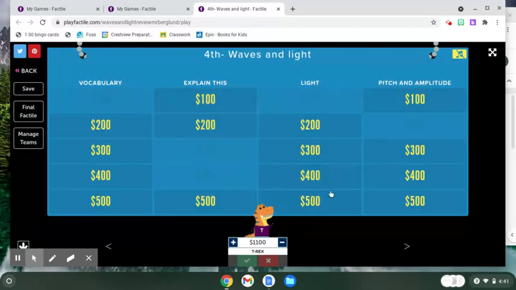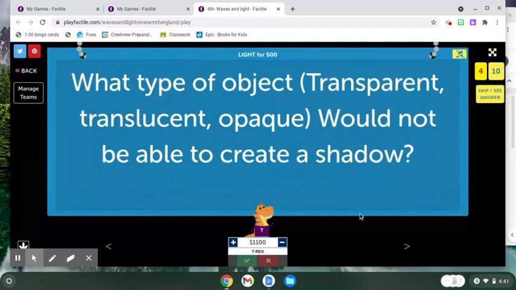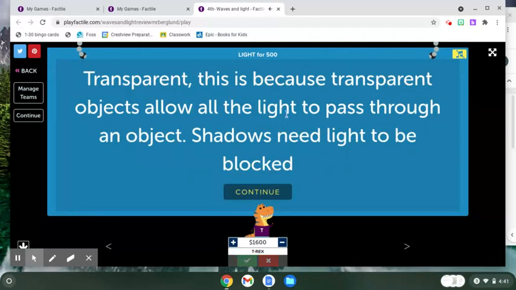Okay? So now let's do light for 500. What type of object, transparent, translucent, or opaque, would not be able to create a shadow? So you're going to have to think about what is needed to create a shadow. Transparent objects would be horrible at making shadows because transparent objects allow all the light to pass through an object. In order to have a shadow, light needs to be blocked. So obviously, or hopefully maybe not obviously, opaque objects, right? Opaques are objects where light cannot pass through, which means it blocks the light. So opaque objects would be the best at creating a shadow.